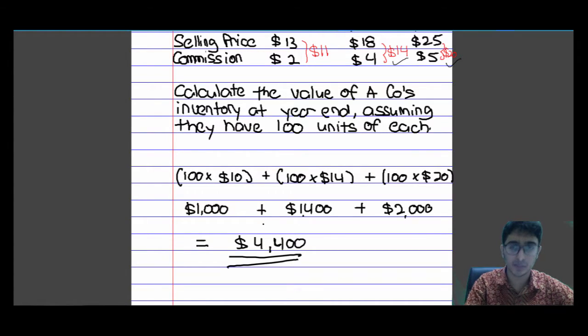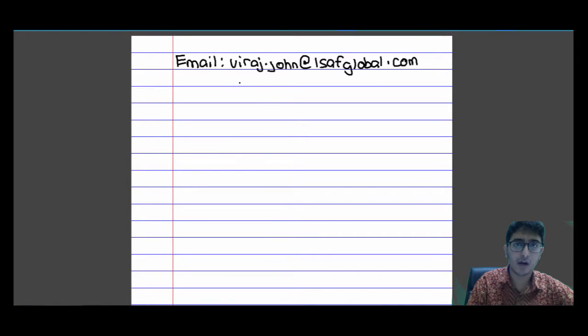This is based on the principles of IAS 2, where we value inventory at lower of cost and net realizable value. Remember, net realizable value is made up of your selling price minus any cost to sell the good or the inventory. Okay, that is it for your IAS 2.